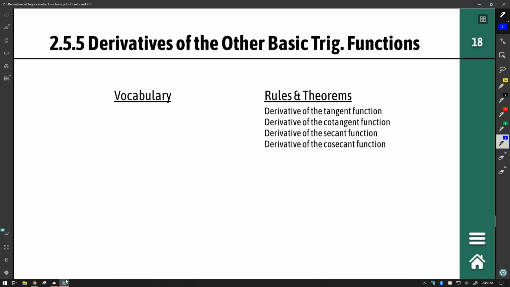Last in this series, we're going to find the derivatives of the other four basic trigonometric functions. We know the derivative of the sine function is cosine. We know the derivative of the cosine function is negative sine. At this point, we want to introduce the tangent, the cotangent, the secant, and the cosecant derivatives. So I put in a blank slide because I'd like to show how we develop those derivatives.